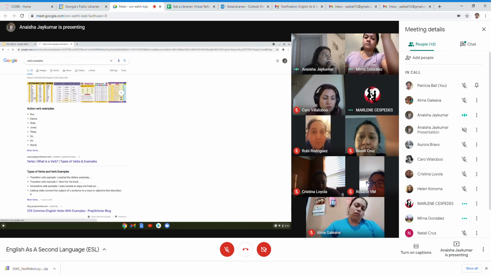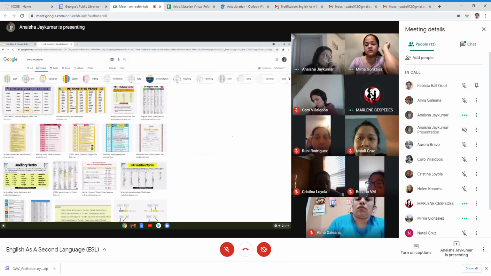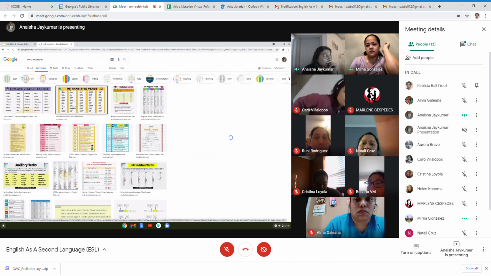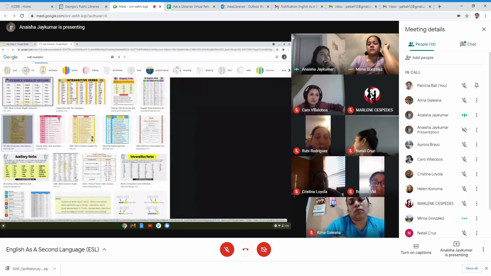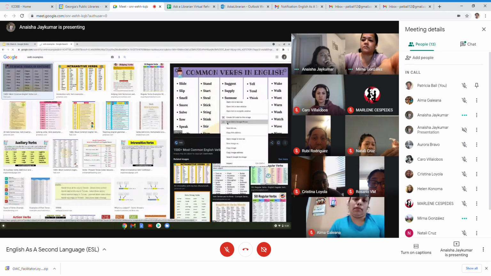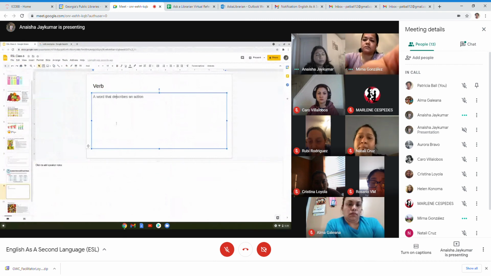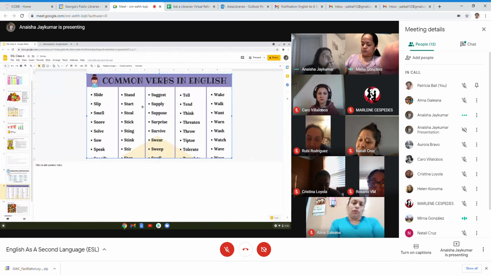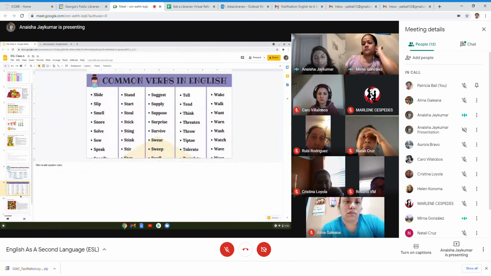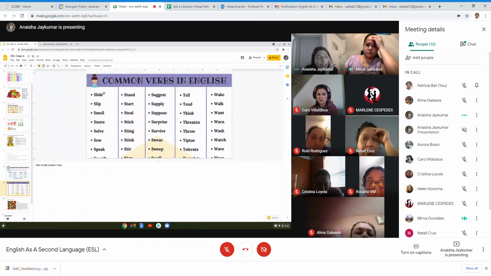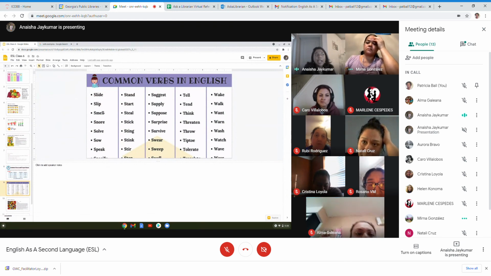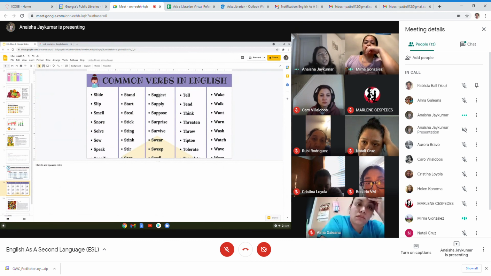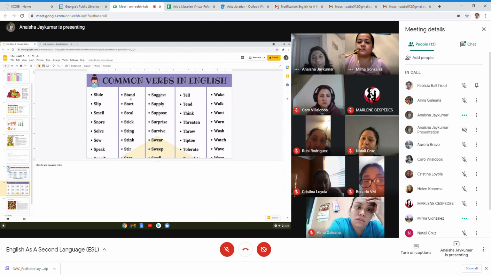Okay, so let's look at some common verbs in English. We talked about falling down. So fall is an action. Similarly, slide, slip, smell, anything that you think is doing an action is called a verb. So stand, to walk, to run, to smell, to write. They are all types of verbs.